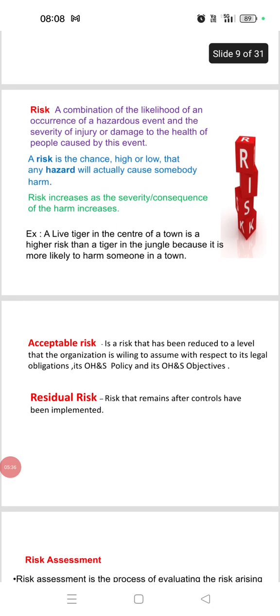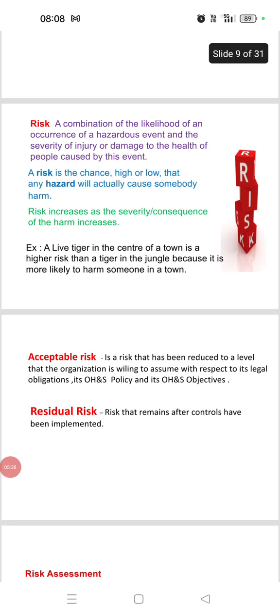Next we will see what is acceptable risk and what is residual risk. Acceptable risk is when the risk is reduced after giving control measures. The risk remaining after giving control measures we will call residual risk. For today we will see this much, and in the coming next part we will see the next activities.